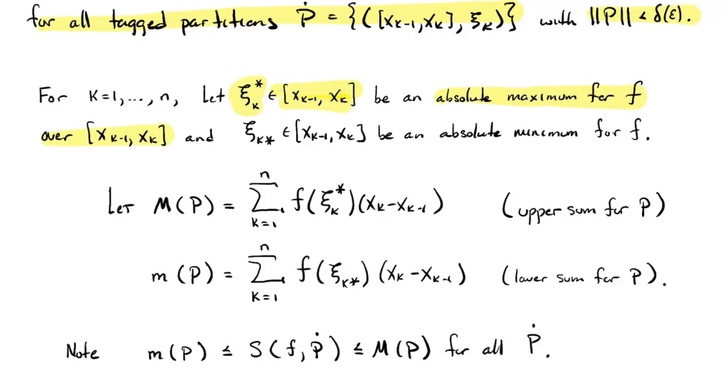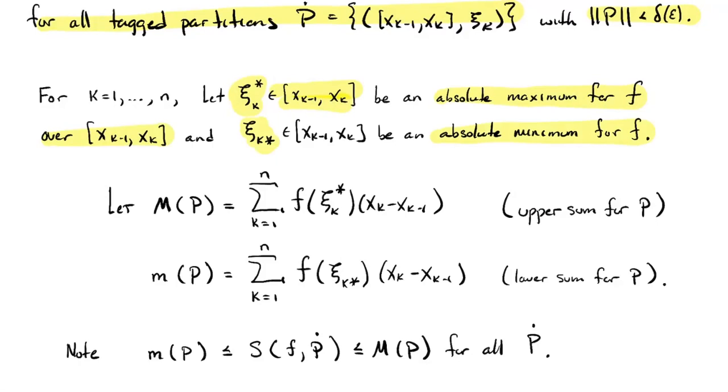Likewise, C sub lower star, the subscript k has to be there. So I don't think it looks that great either, but C sub k lower star, well, that's an absolute minimum for f over the same subinterval. Okay, so these are very special tagged partitions.